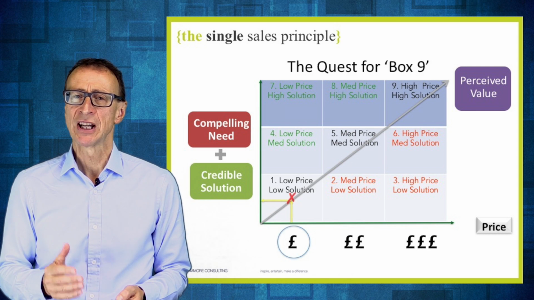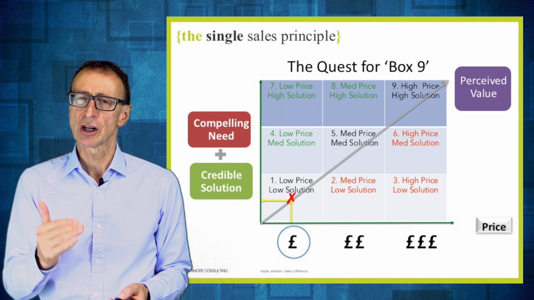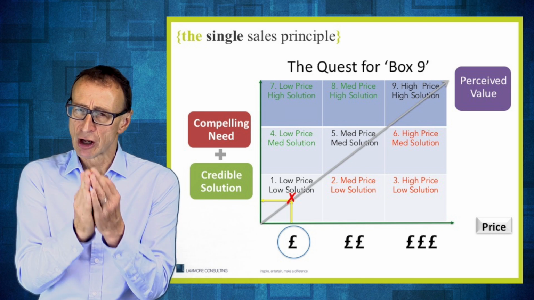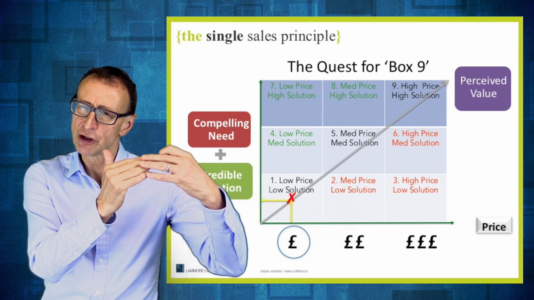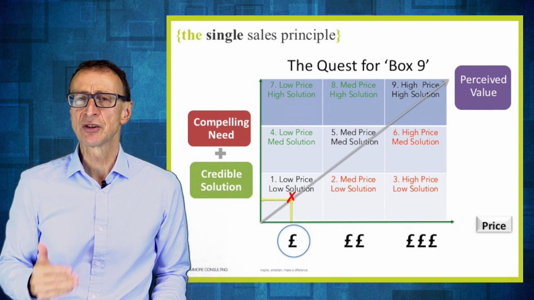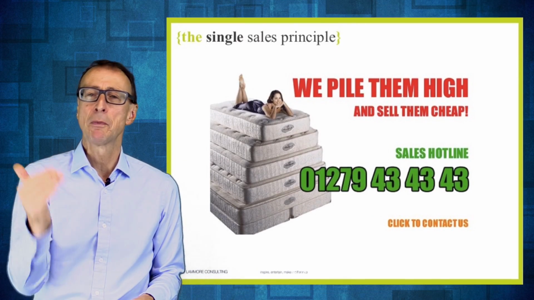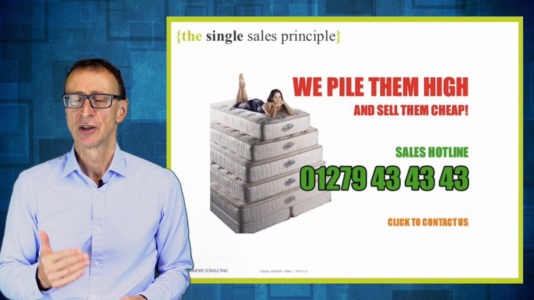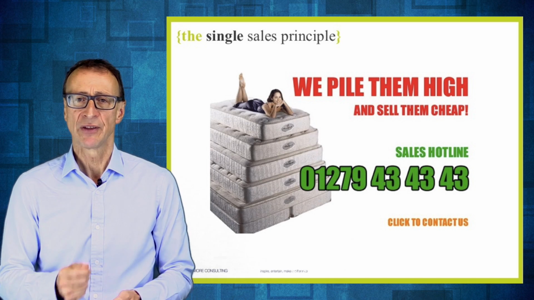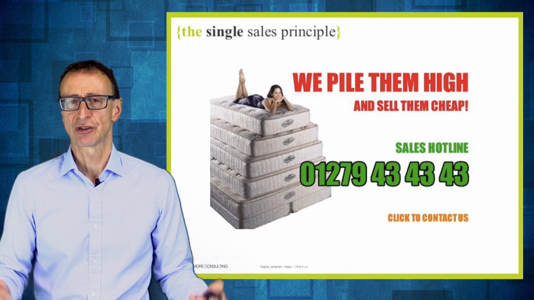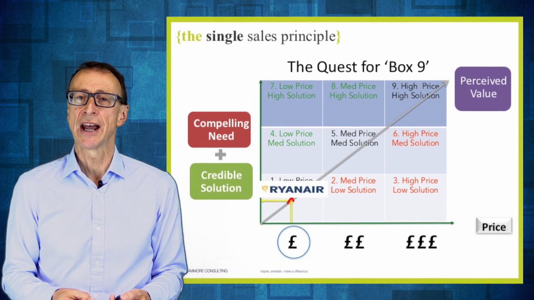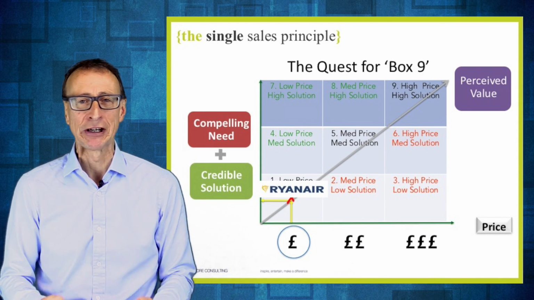The first one is, let's talk about the sort of companies that charge a low price, but they don't give a huge amount of value for that. These are what we would call the pile them high, sell them cheap type organizations. And again, there's nothing wrong with that. That's a great strategy. For companies like Ryanair, it served them extremely well.